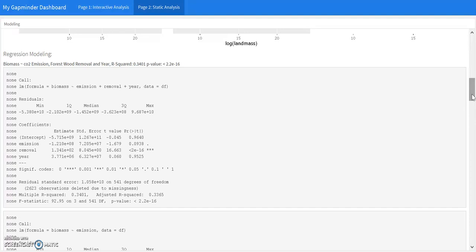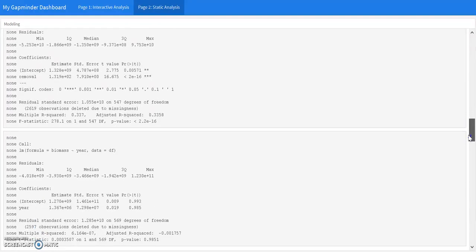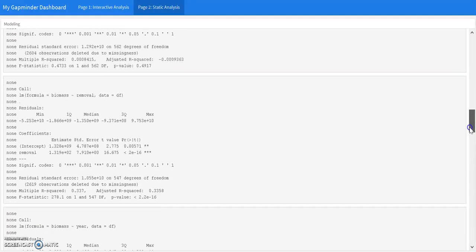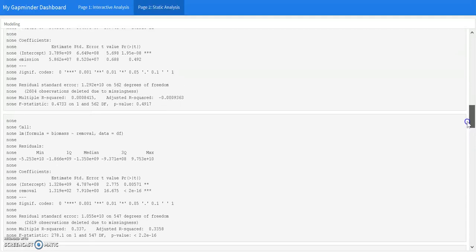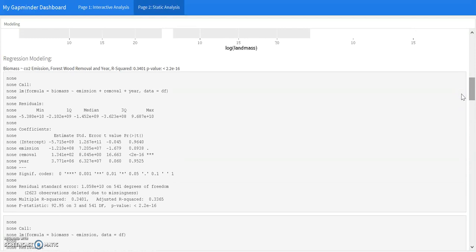So here we've actually created a couple linear models or regression models. The top one is a multiple regression model that includes biomass, emission, removal, and year. The second, third, and fourth one are individual regression models. So it takes those same values, biomass versus removal, biomass versus year, all of that, and it separates them into their own models, slightly different than the total, but we're going to use the total for this purpose. We created those other additional ones so that we can create AIC and BIC models or values, which we'll go over later.